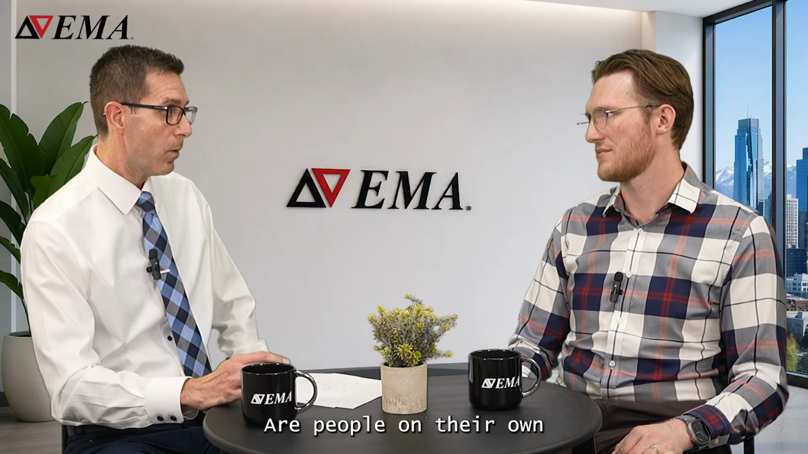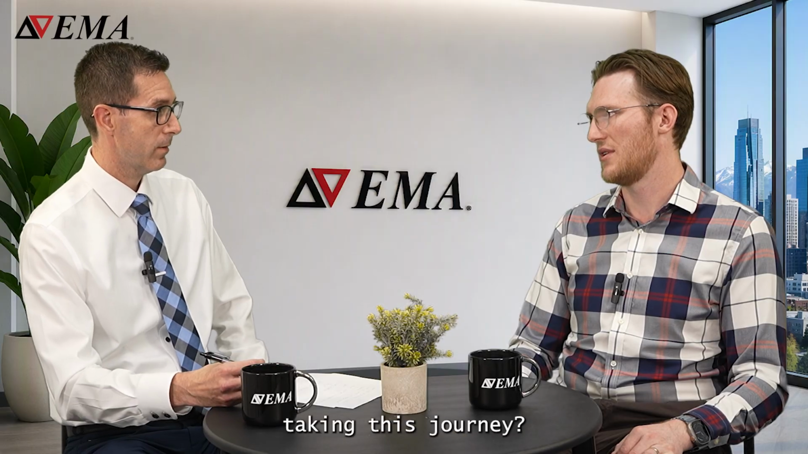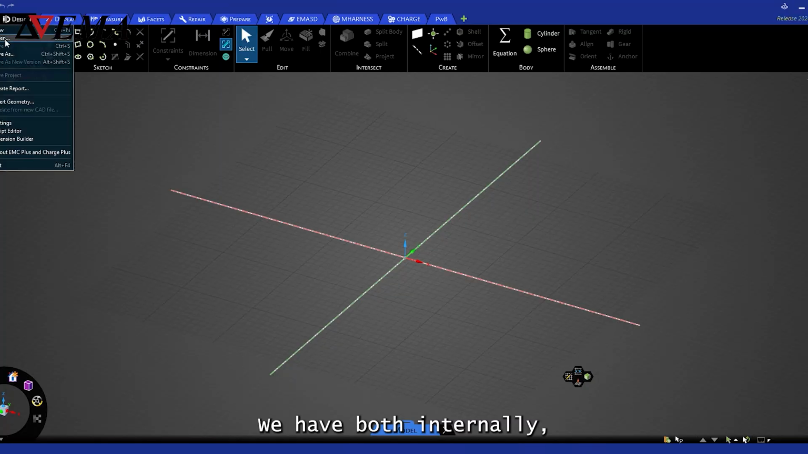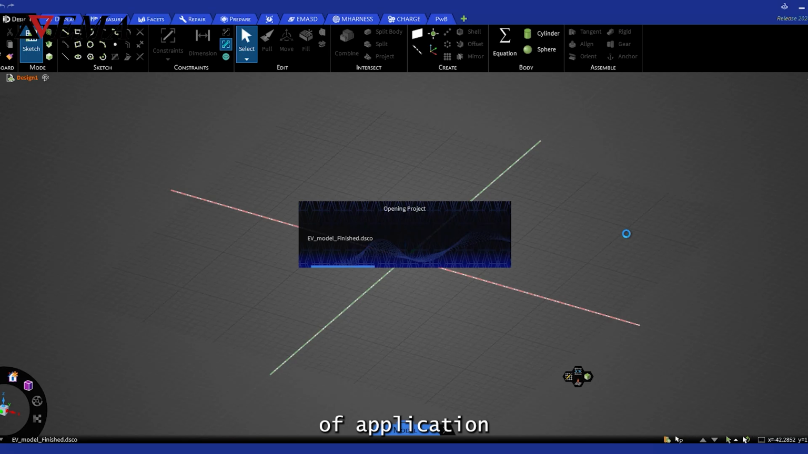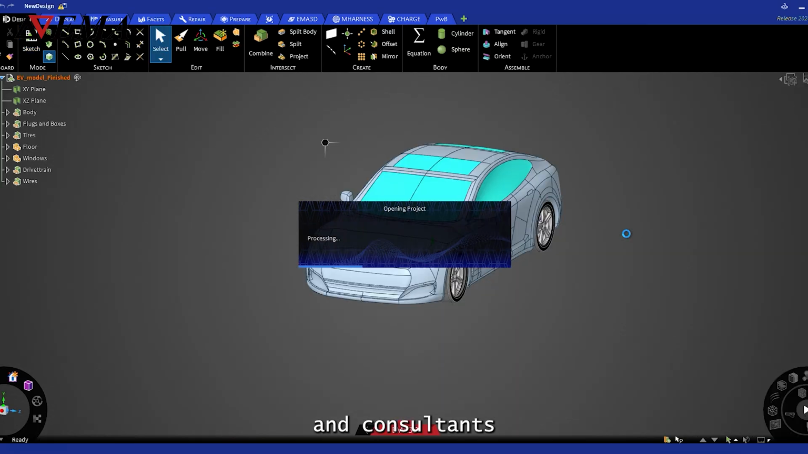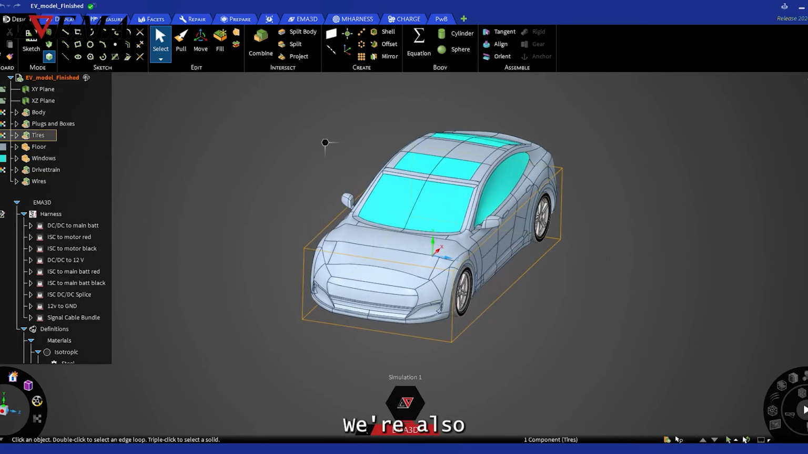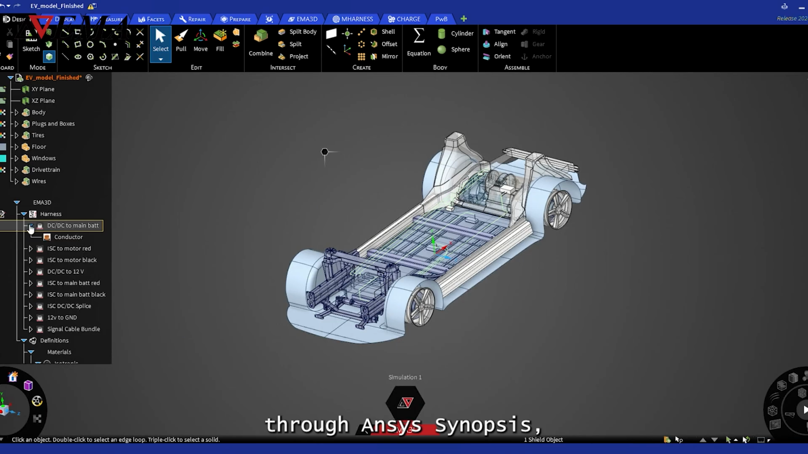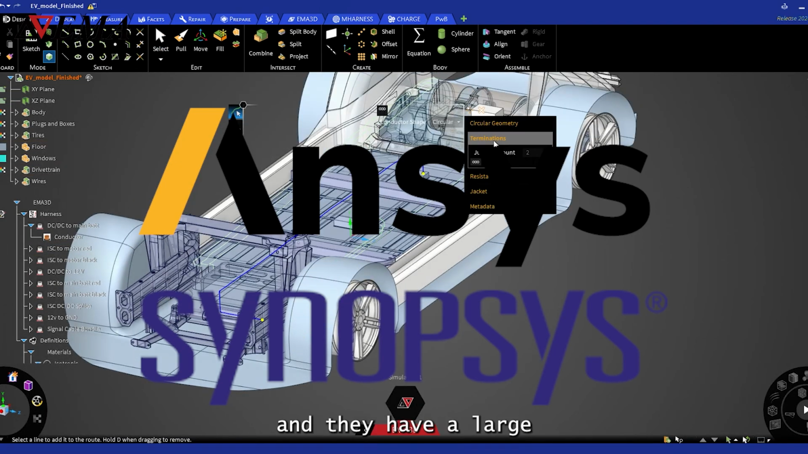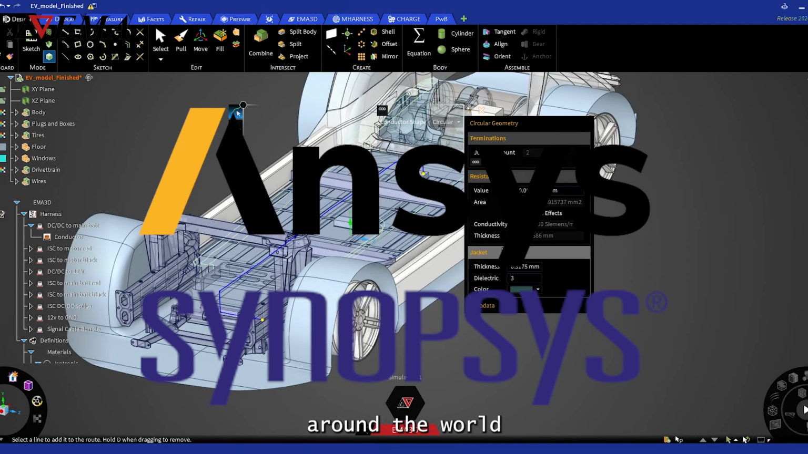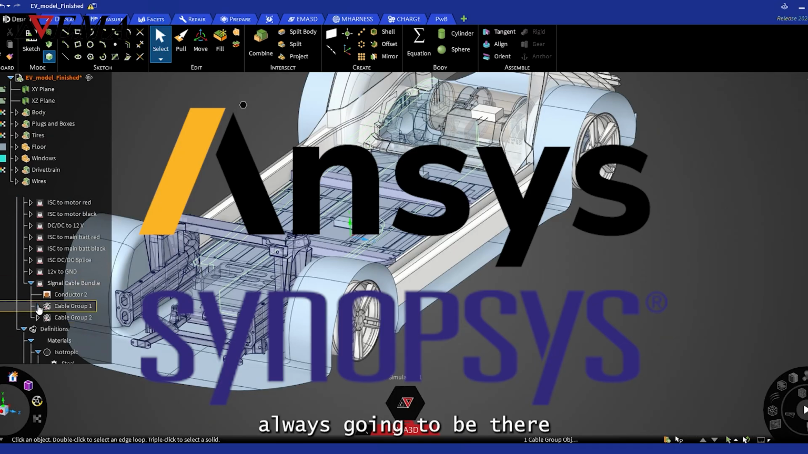Are people on their own if they want to start taking this journey? Not at all. We have internally a big team of application engineers and consultants that can help. We're also exclusively distributing through Ansys, Synopsys, and they have a large application engineering team around the world that is always going to be there to help as well.